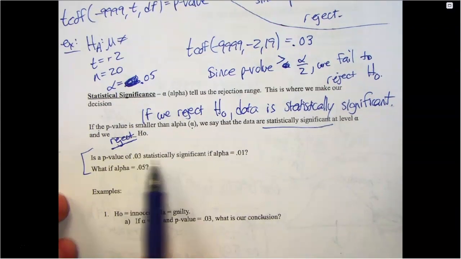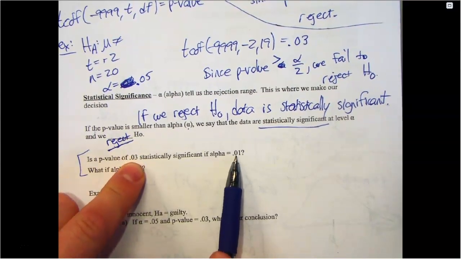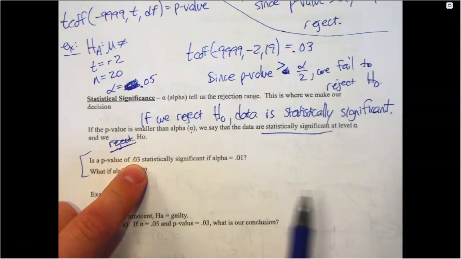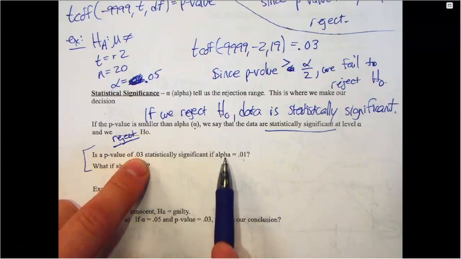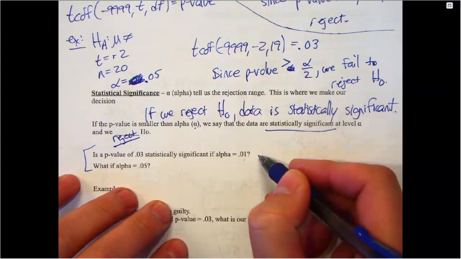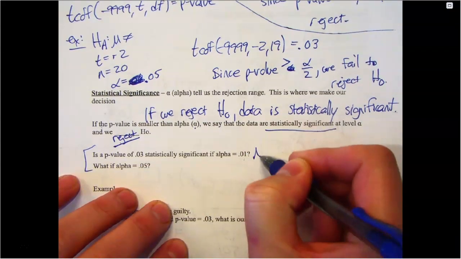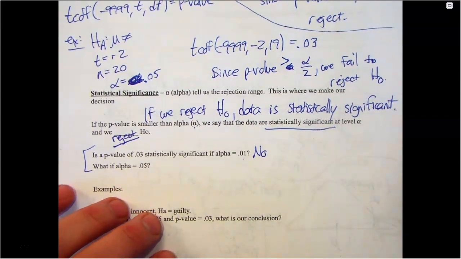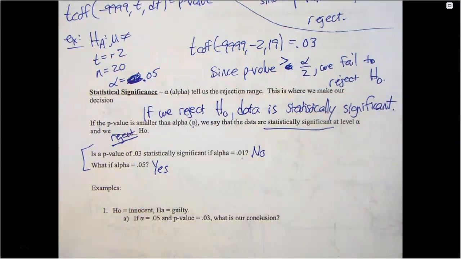Okay, so is the p-value statistically significant in this situation? Statistically significant means you reject, right? Well, in this situation, would you reject? No. Why not? Because the p-value is bigger. So if I'm not rejecting, is it statistically significant? If alpha's 0.05, it is not statistically significant. P-value low.